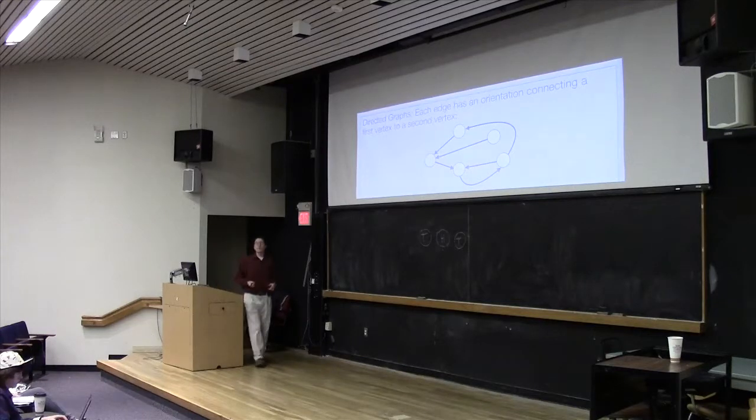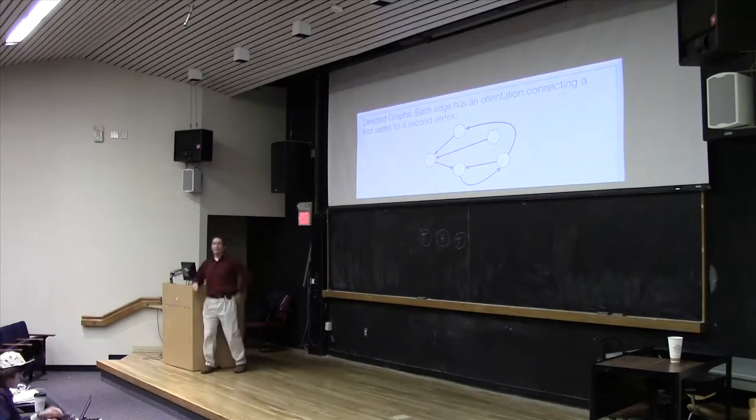The corollary I would say to an undirected graph is a directed graph. That means it has these arrows on there. With the arrows, it means you can only go in the direction from the tail to the tip of the arrow.